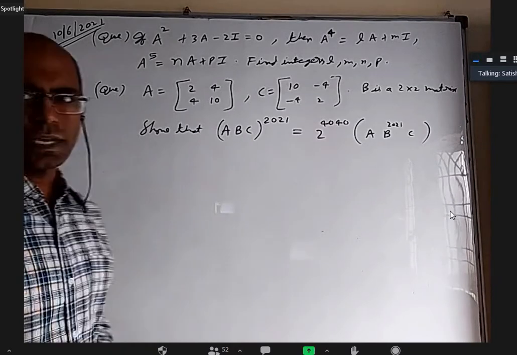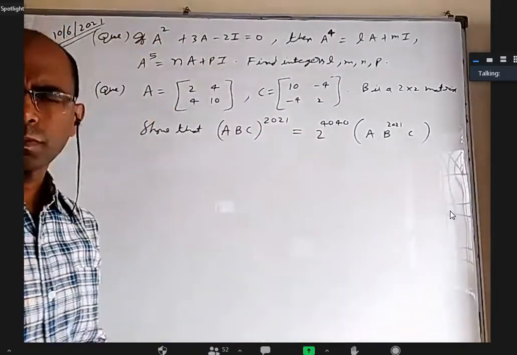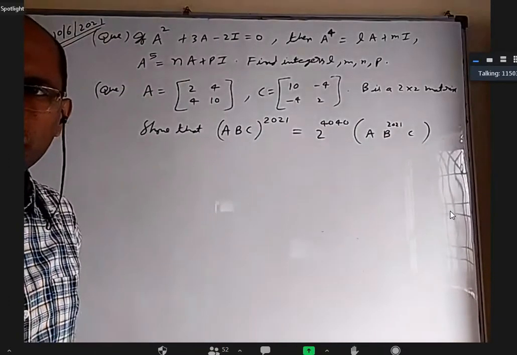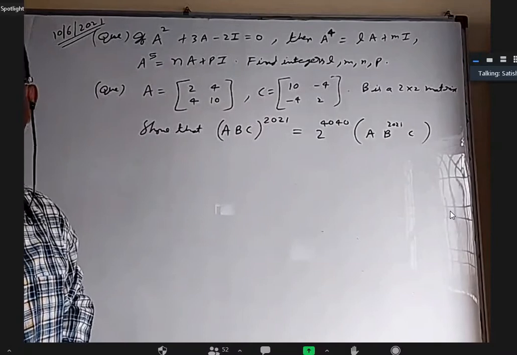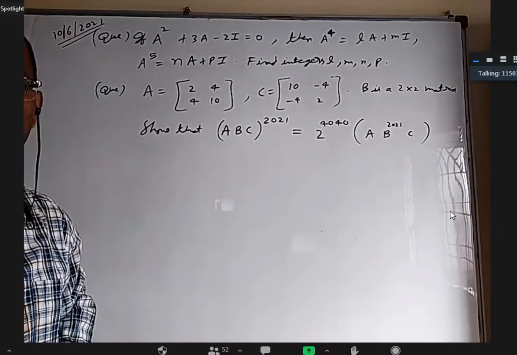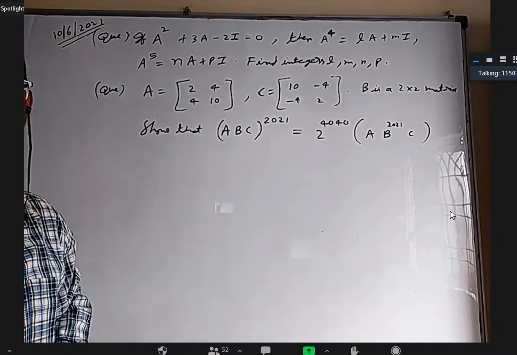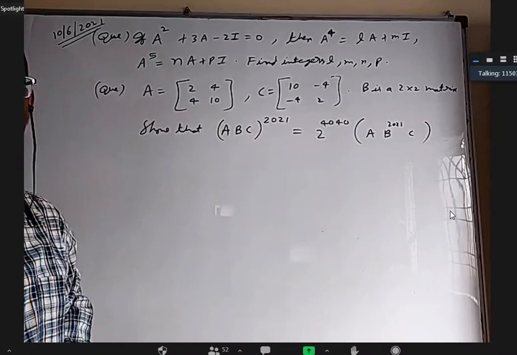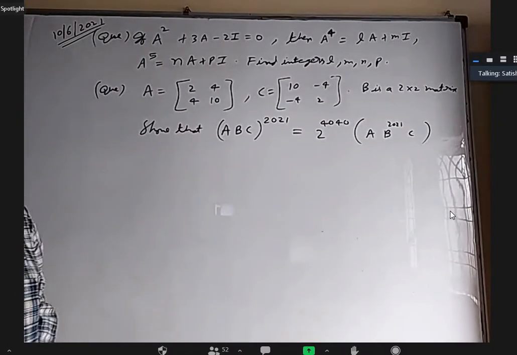Now, sir, tell me. Somebody want to tell values of L and M? Sir, we can write A square equals to minus 3A plus 2I, no, sir? Yes, correct. Then L equals to minus 4, M equals to 4, L equals to minus 5, M equals to 4, N equals to minus 6, and P equals to 5. Okay. L and M, anybody want to tell any different answer?